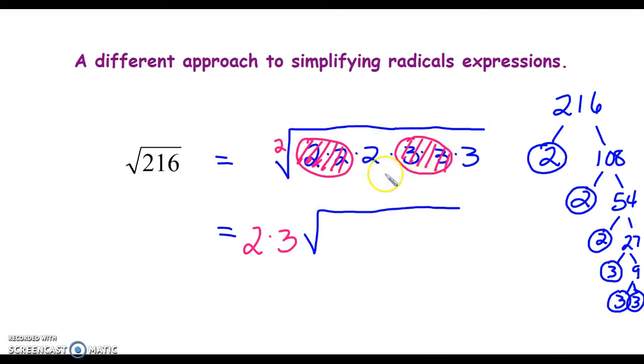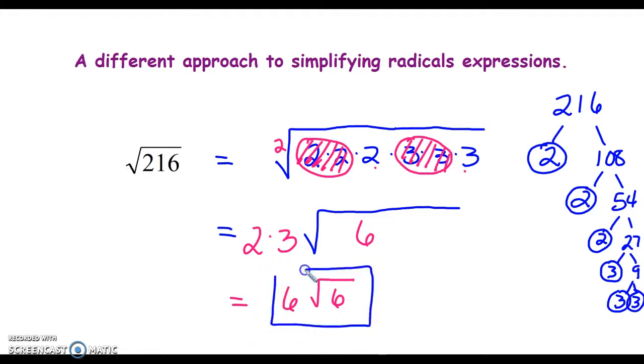And what are we left with under the radical sign? Yeah, we've got 2 times 3. 2 times 3 is 6. Multiply on the outside, you've got 6, the square root of 6. Okay?